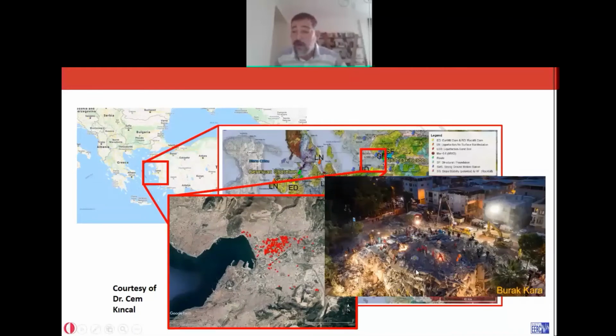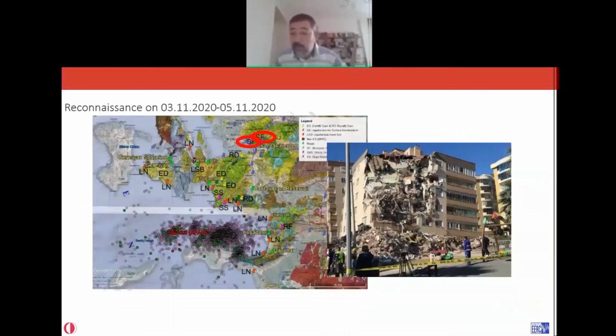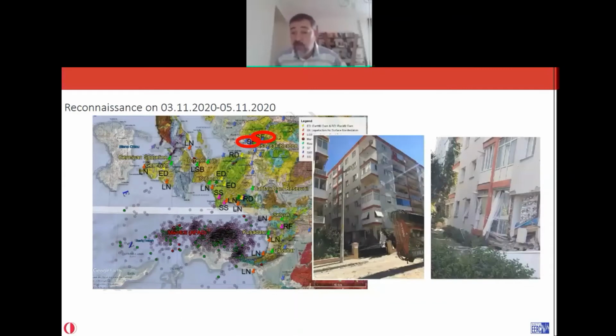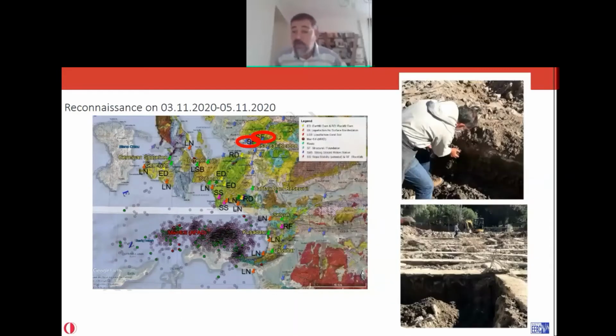We lost more than hundreds of lives in this small neighborhood, and that definitely deserves a lot of attention to understand the reasons behind this phenomenon, this concentrated damage in the Bayraklı region.